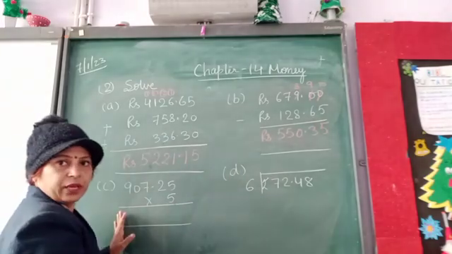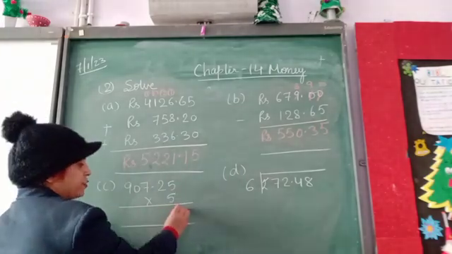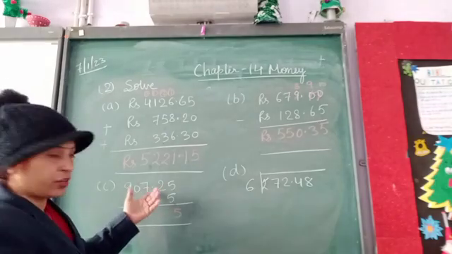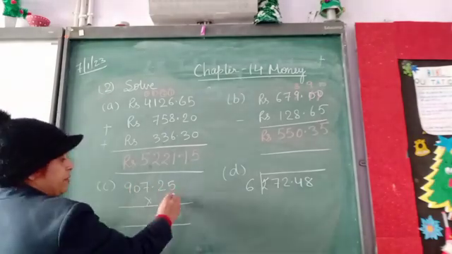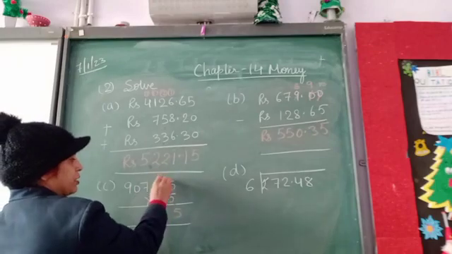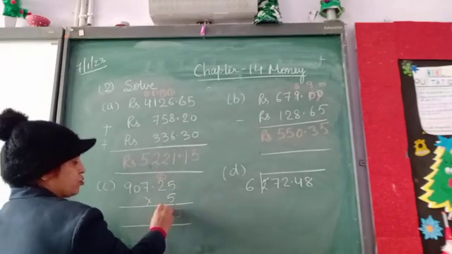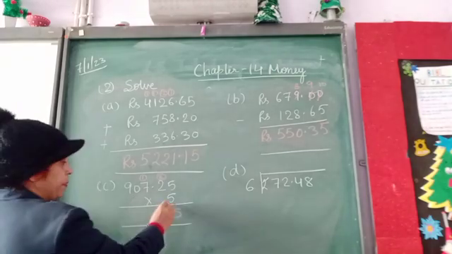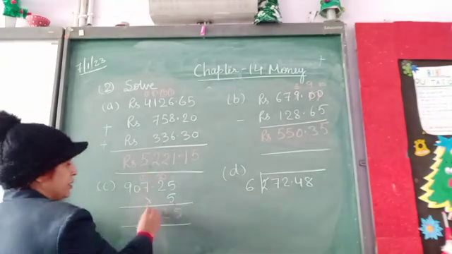Now children, multiplication. 5 5s are 25. The same way you have to do the multiplication, only you have to keep it in mind where you have to put the point. 5 5s are 25, 2 carry. 5 2s are 10 plus 2, 12. 1 carry. Now the point is there before that. Put the point in. 5 7s are 35 plus 1, 36.